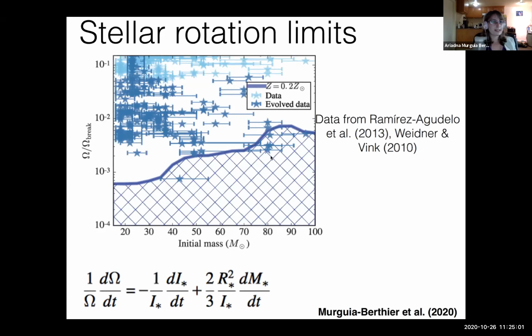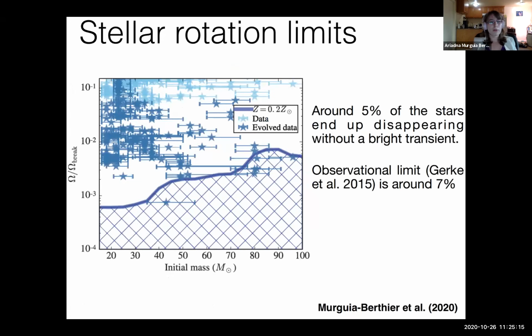This means that these disappearing stars right here, we predict, are going to just directly collapse and have no bright transient, whereas this other bunch of stars, when they die, are going to have a very bright transient. So from this sample, we obtained that around 5% of the stars will end up disappearing without a bright transient. And the observational limit is around 7%, which is really nice.